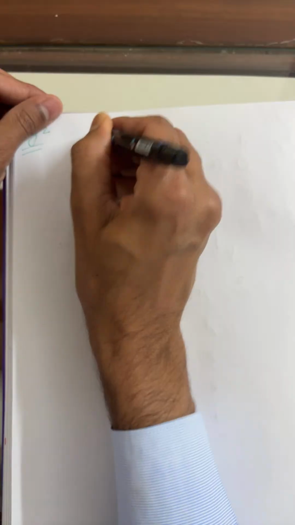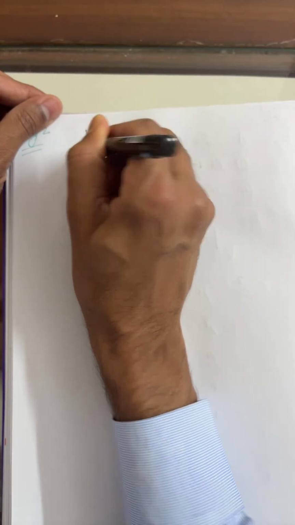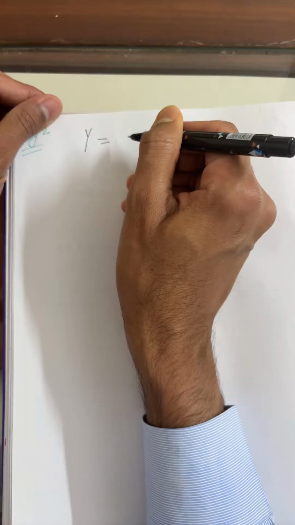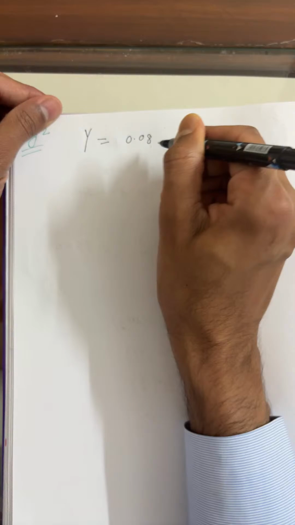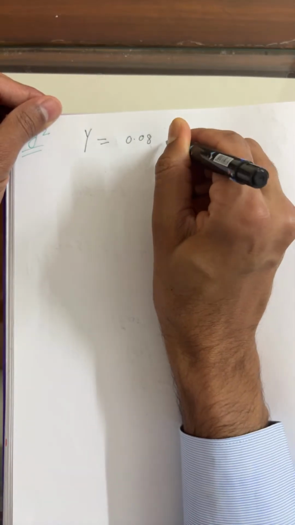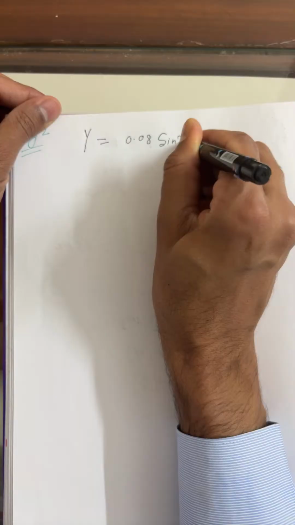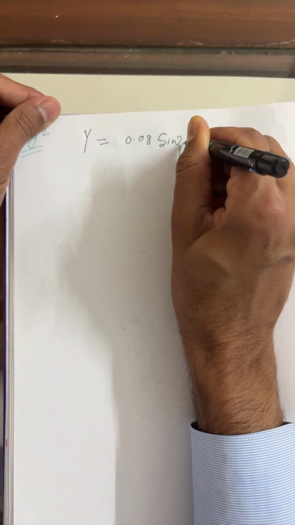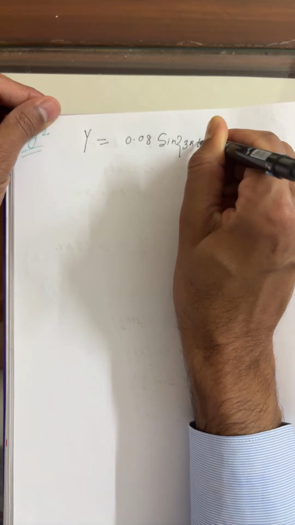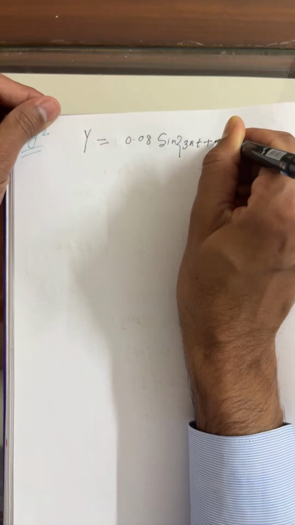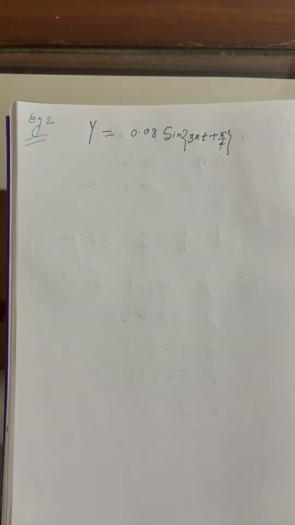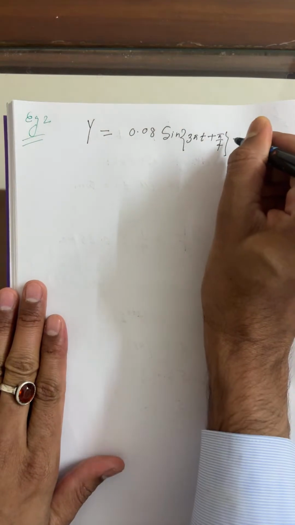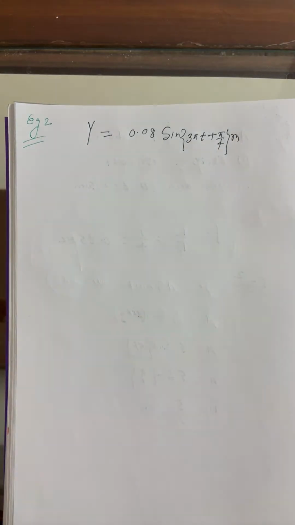Just take care: time is less here, so I'll concentrate on numericals only. You can take the displacement of a particle as 0.08 sin(3 pi t plus pi by 4). Just take this as random data. This equation is already given here. Just take the units in meters only.